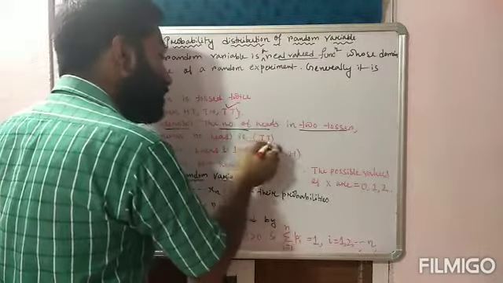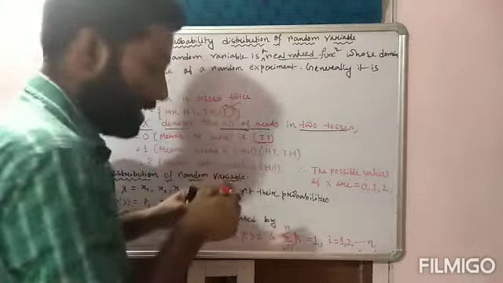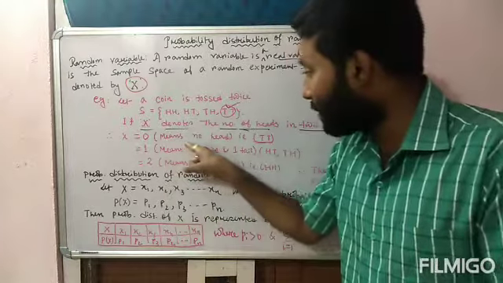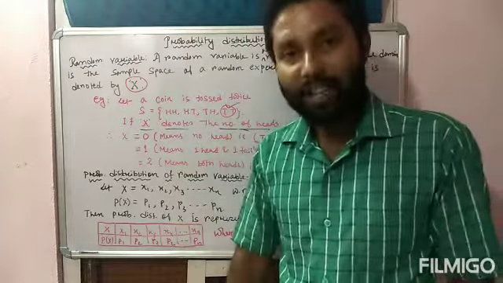TT, because here there is no head at all, and the statement says x denotes the number of heads. So the first possible value of x is 0, because x equal to 0 means this sample point will satisfy this definition. TT means there is no head, so that's why no head, okay.